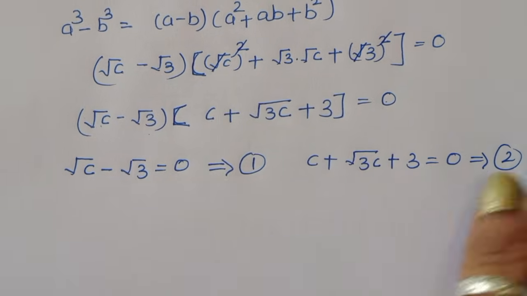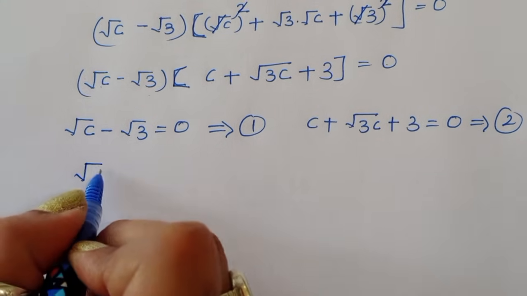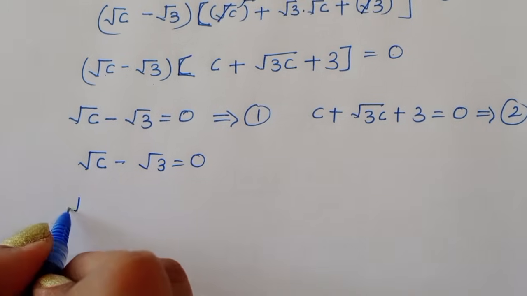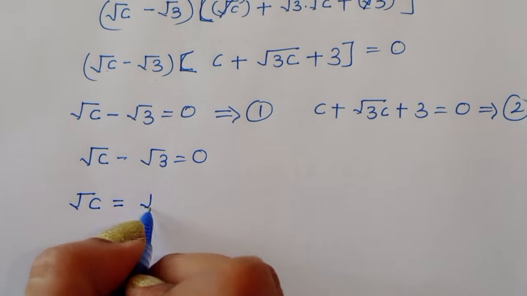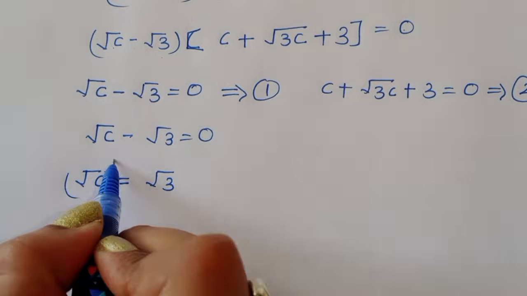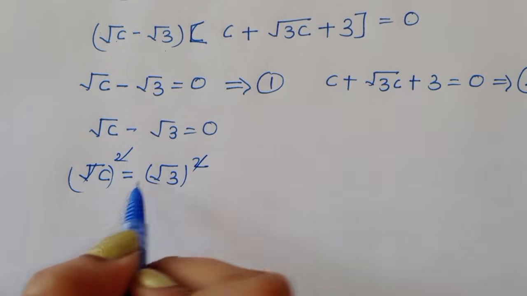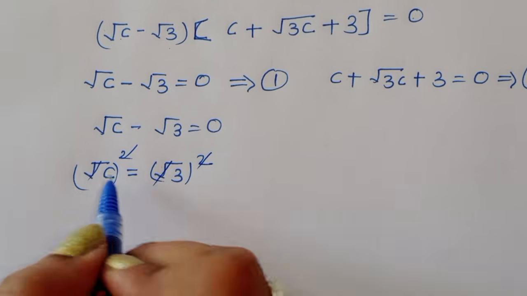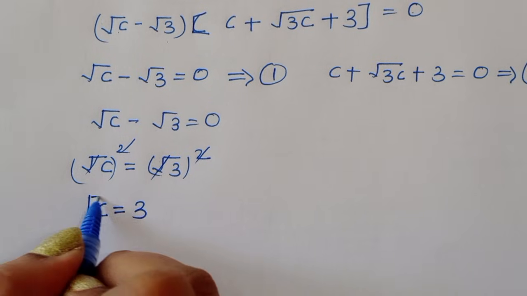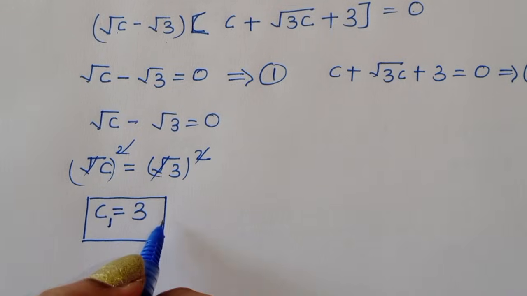Now we are solving the first equation first. Square root of c minus square root of 3 equal to 0. So we can write square root of c is equal to square root of 3. Now if we take square both sides, this square is cancelled with this square root, and this square is cancelled with this square root. So it will become c is equal to 3. So this is the first value of c, or you can say c1 is equal to 3.